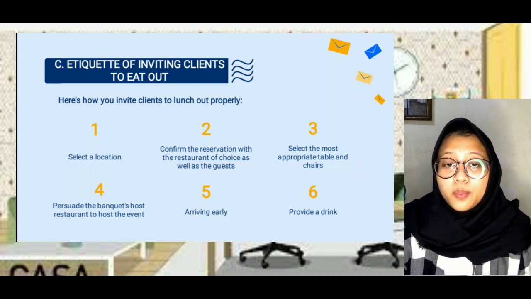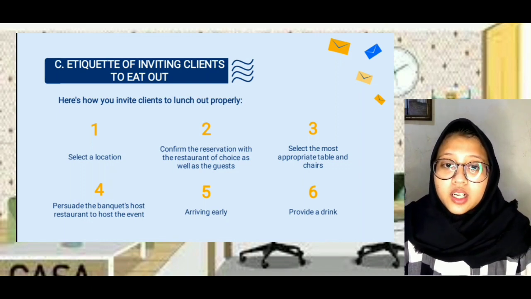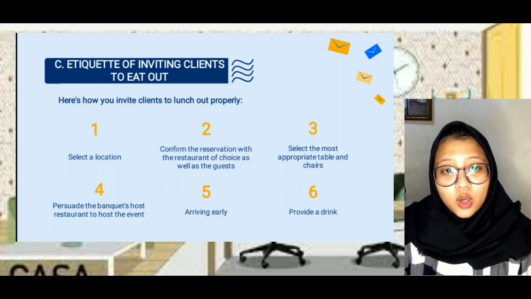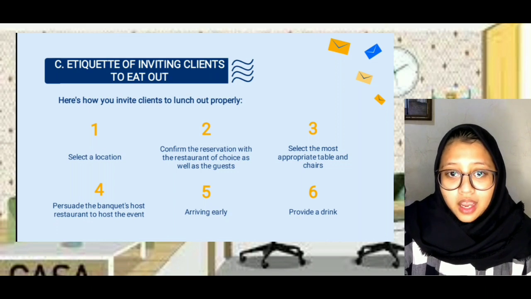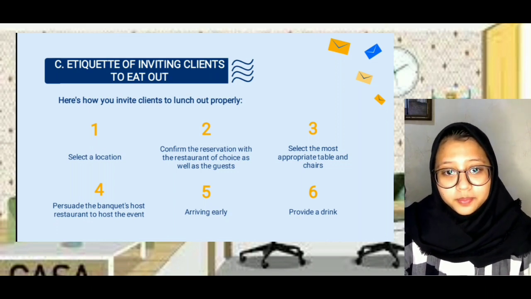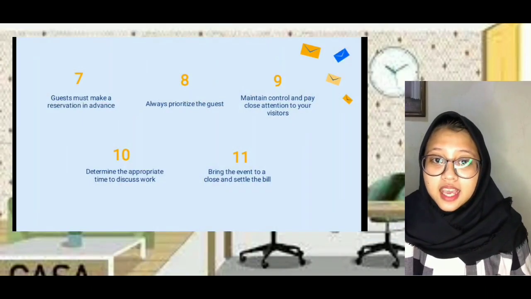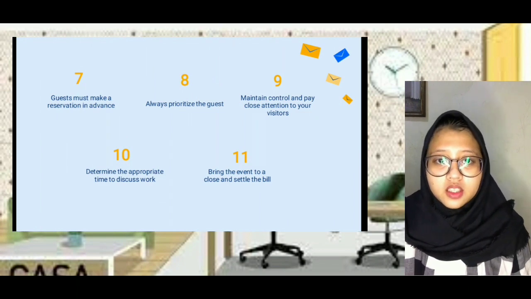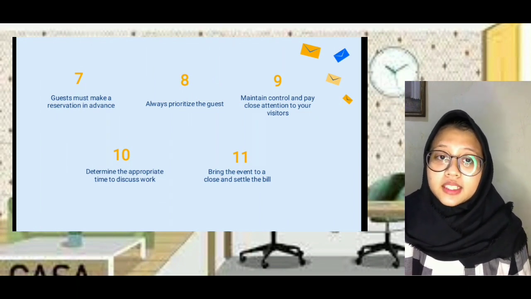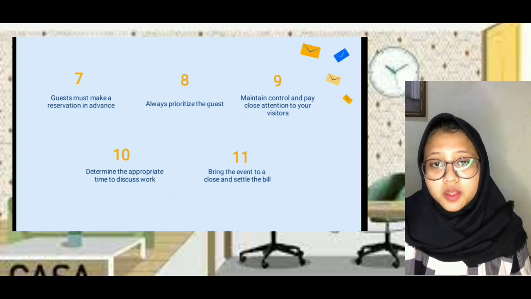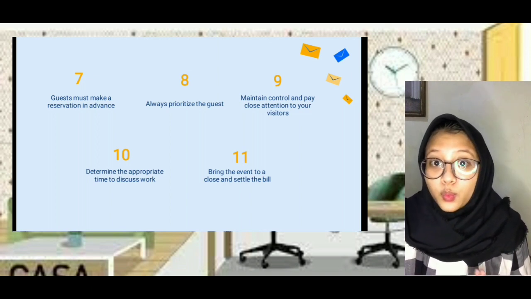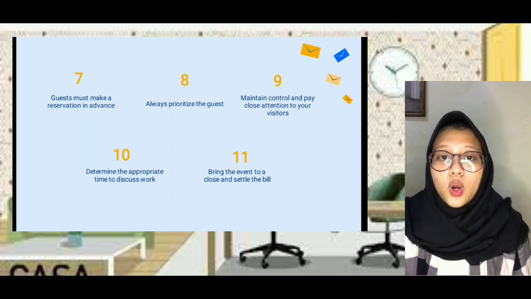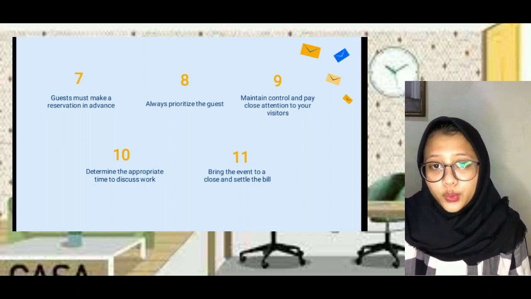6. Provide a drink, whether it's a pre-meal drink or a glass of wine when the meal is served. And don't forget water. 7. Guests must make a reservation in advance. Explain the specialties and provide ideas if customers have trouble understanding the menu, such as when it is written in a foreign language or the dish is odd.